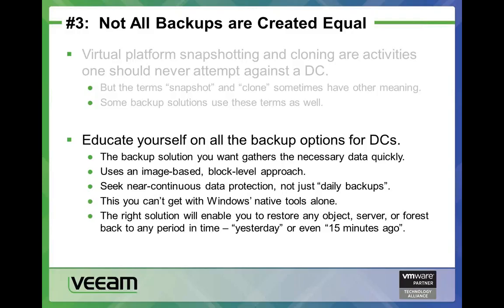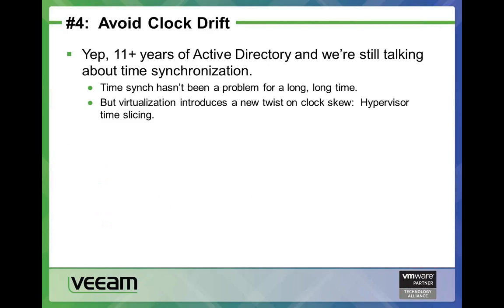Right? The right solution, the solution that you want for your Active Directory, will enable you to restore any object, so a user or computer object, a server, or even your entire forest, back to really any period in time. And if you lose your Active Directory forest, or if somebody accidentally deletes an object, you want the flexibility to be able to go back maybe to yesterday's backup, or even to the backup from 15 minutes ago, or an hour and 45 minutes ago. This capability, the ability to do this to this level of granularity, is completely possible with the technologies that are available today, not necessarily with the technologies you get directly out of Windows.